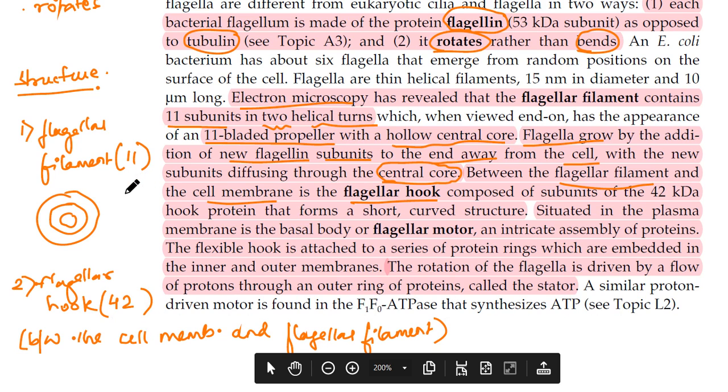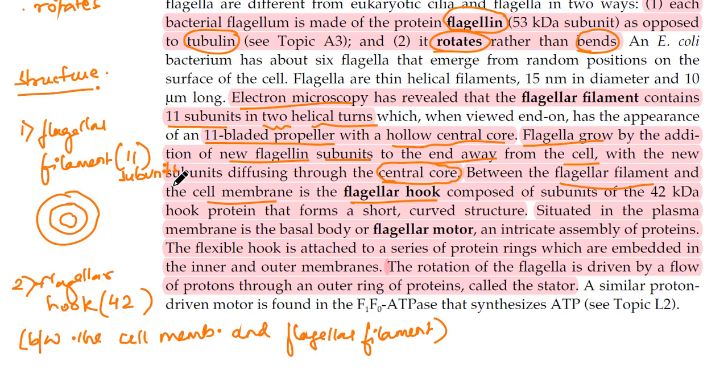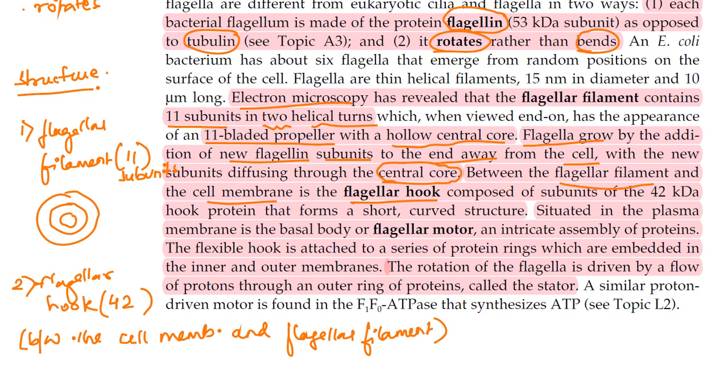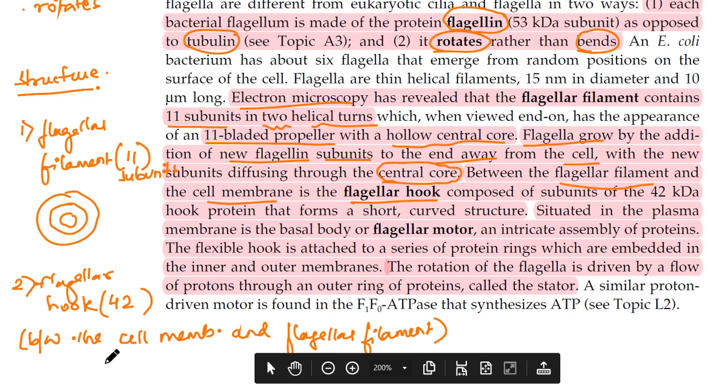Here it was 11 subunits. So are you getting me, guys? So this structure is simpler. I will show you the picture. The second part is the flagellar hook. This flagellar hook forms a short curved structure.